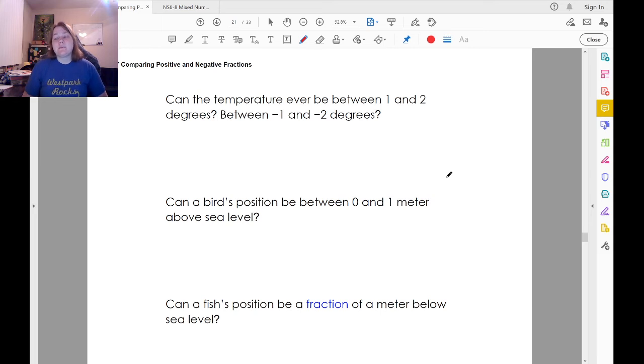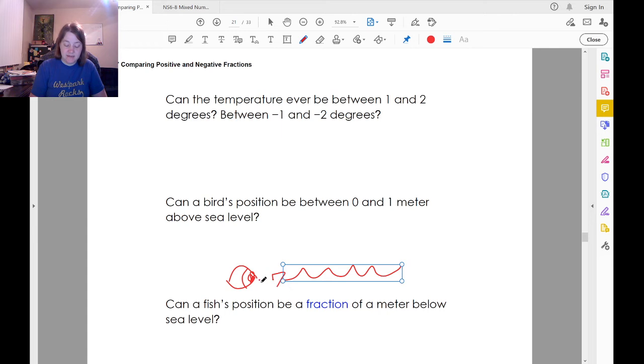Can a bird's position be between 0 and 1 meters above sea level? Well, if we have sea level here, that's us seeing sea level. You're welcome. Get it? Because it's an I.